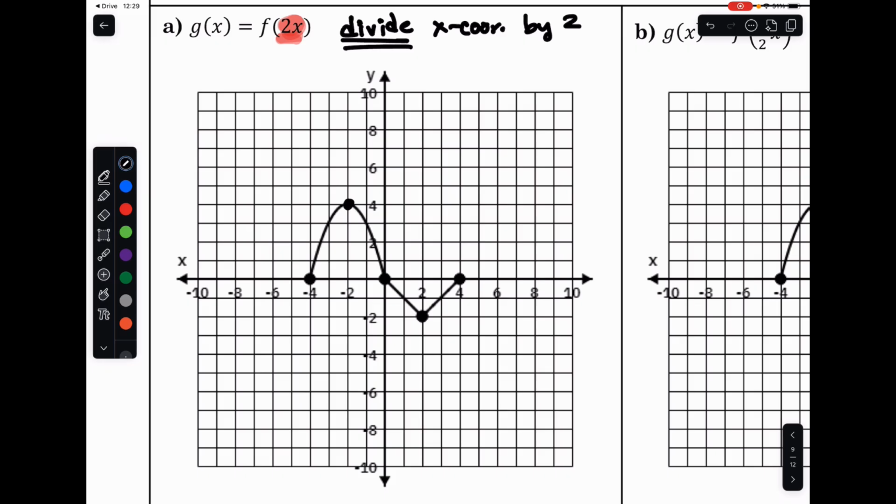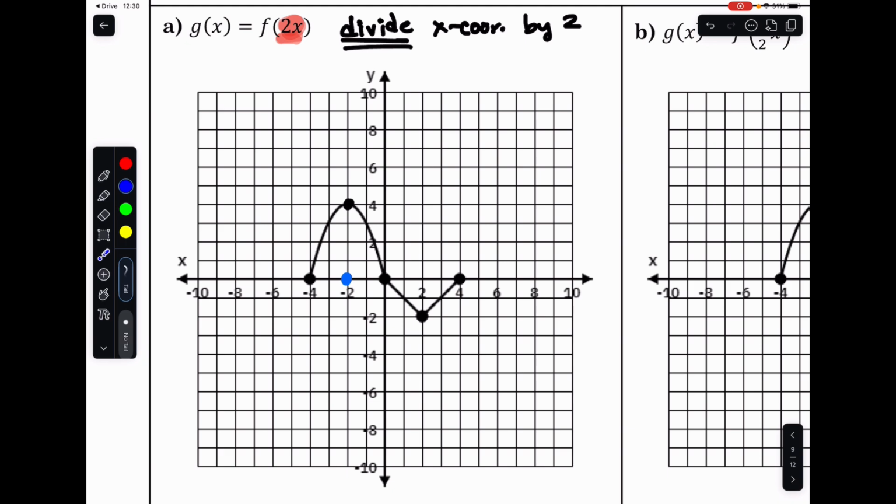Starting with this point right here on the left, the x coordinate is -4. The y value is 0. Again, the y value doesn't change, so I'm just going to simply slide it inwards by half. So -4 divided by 2 is -2. That would put that position right there.